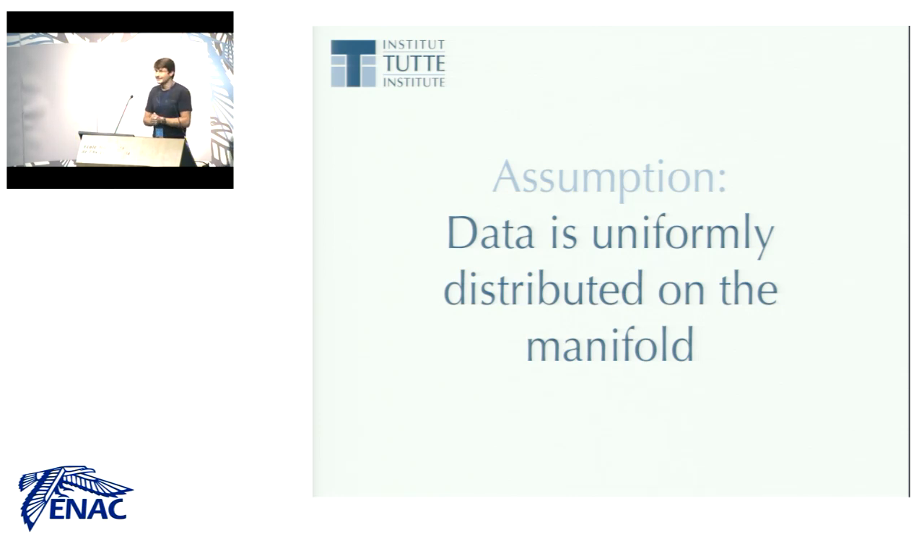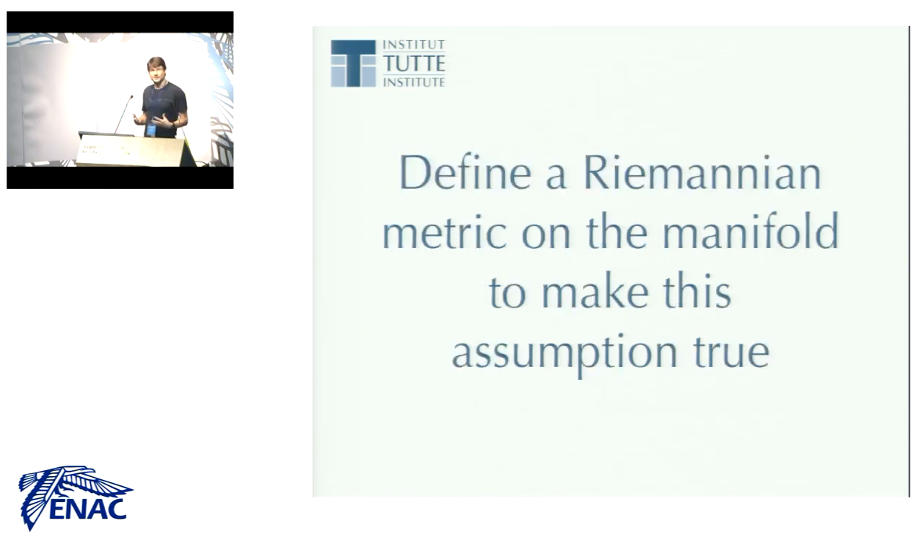Of course, real data never behaves like that. So what that means is we have to do something else. What we're going to do in practice is try and define a Riemannian metric on the manifold that's going to make that assumption be true. We're going to have to vary our notion of distance across the manifold in a nice way so that the data is uniformly distributed with respect to that notion of distance.